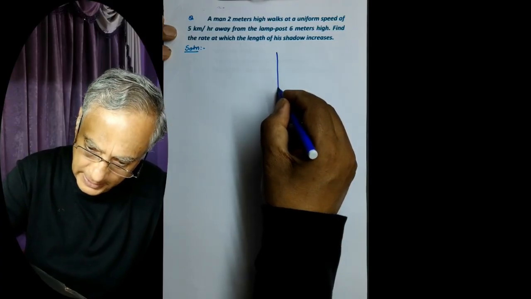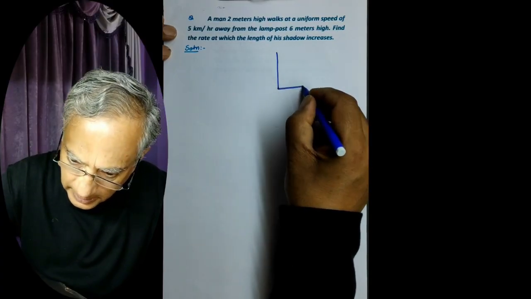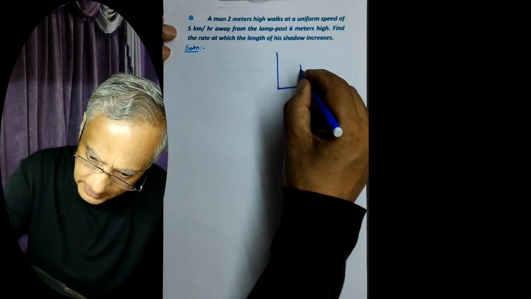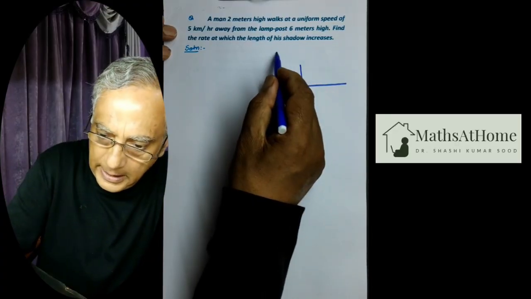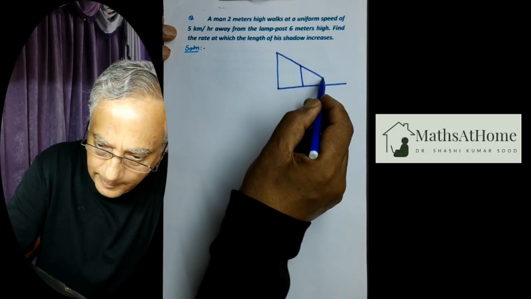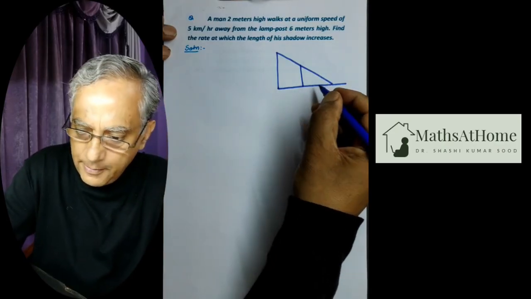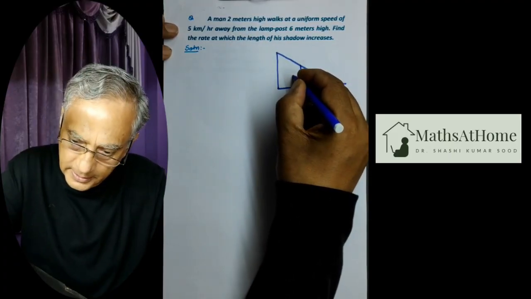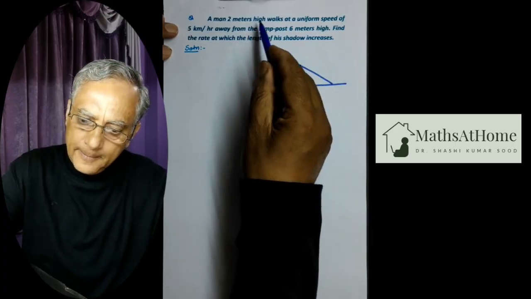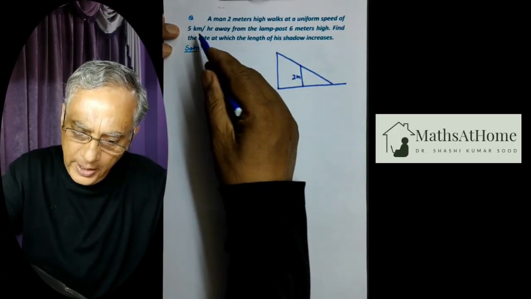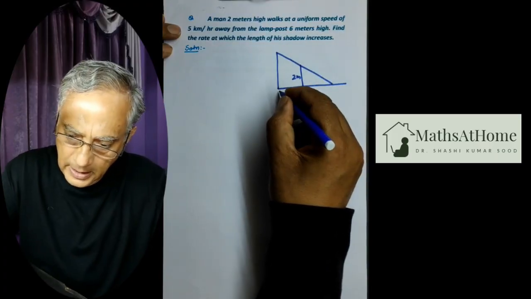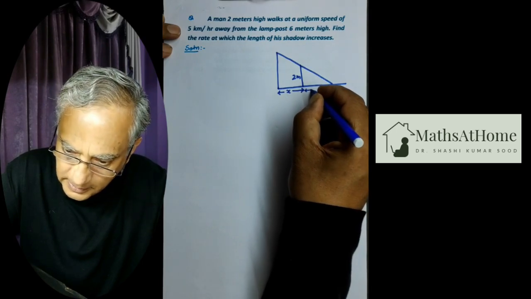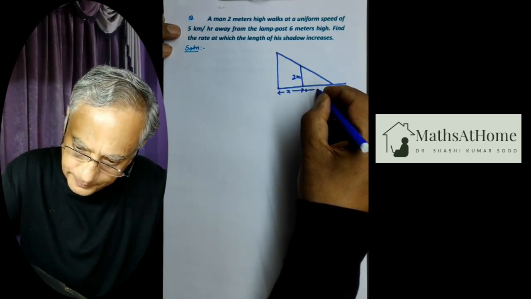Now let this be the lamp post, and this be the surface on which the man is walking. Let this be the man, and therefore this is the shadow. This is the shadow of the man falling on the ground. A man 2 meters high. This man is 2 meters high, walks at a uniform speed of 5 kilometers per hour. Let this be x and the length of his shadow be L.